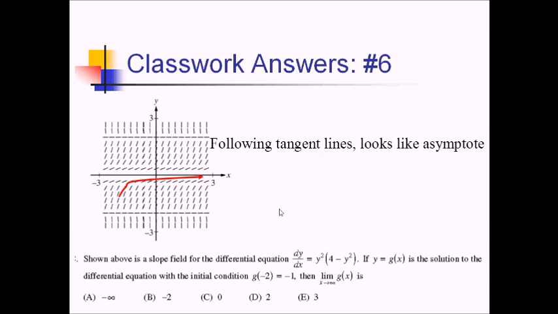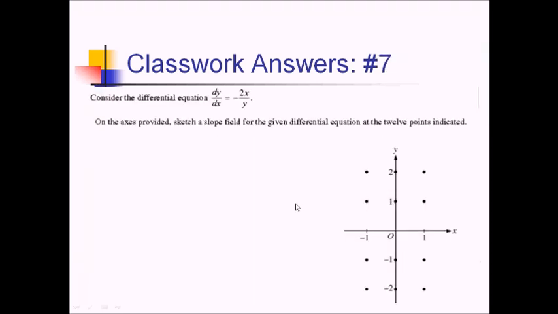0 is the best choice out of these. Certainly not negative infinity or -2. -2 is down here. 2 is up here. That's at least a horizontal asymptote, but there's no way this function is going to get up there going at this rate. And then 3 is just totally off in left field. So C it is.